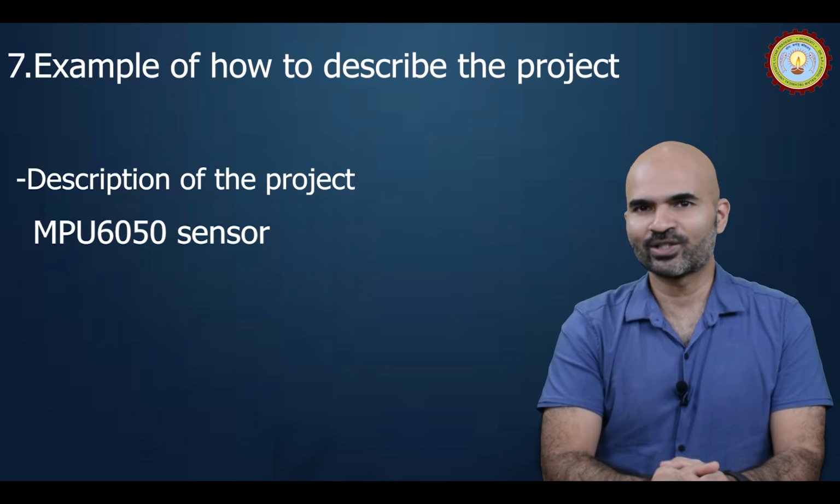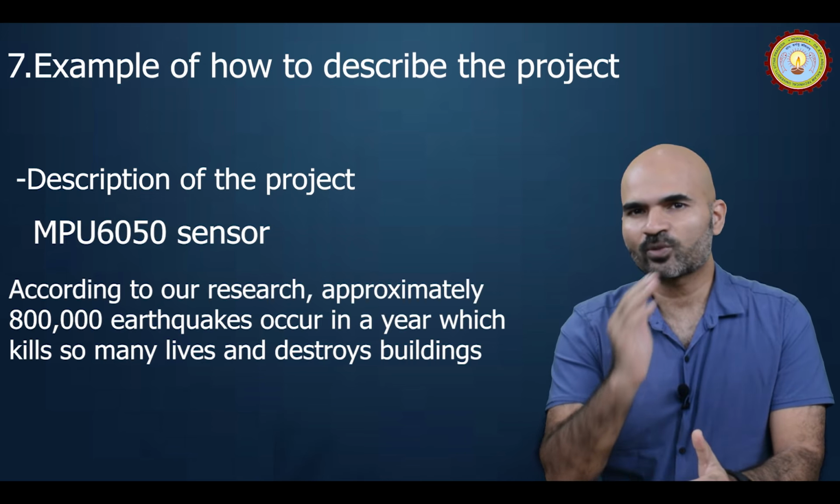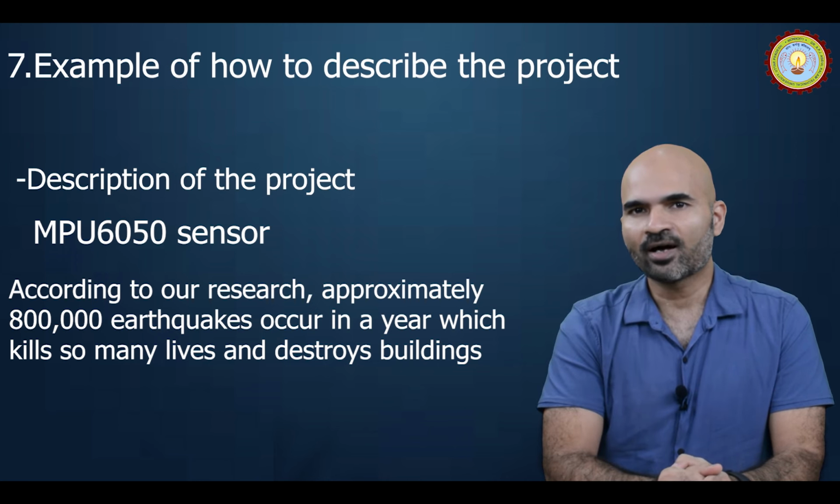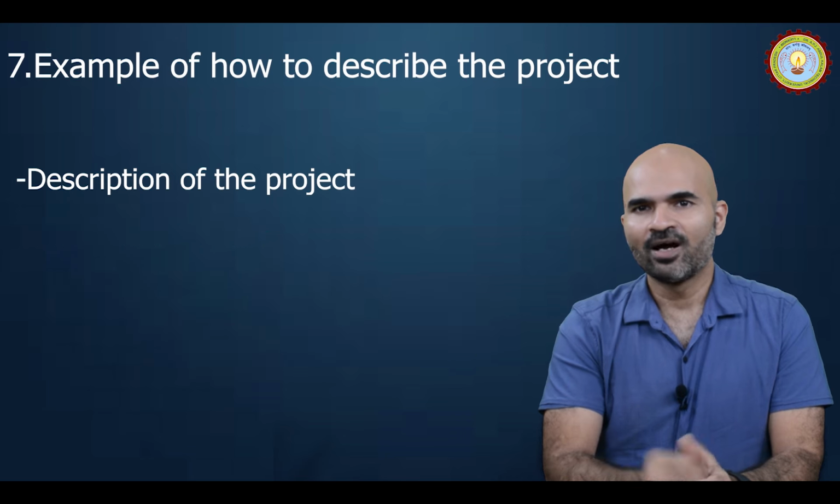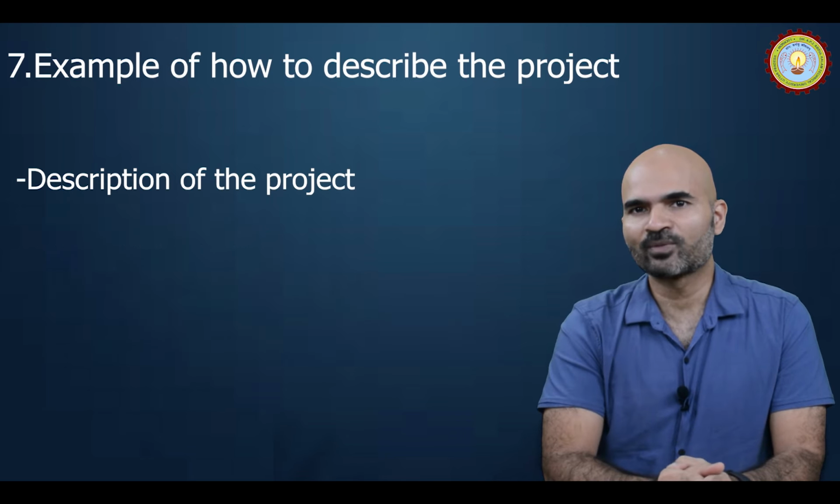The MPU 6050 sensor is a device that detects earthquake shocks. According to our research, approximately 800,000 earthquakes occur in a year, which kills so many lives and destroys buildings. Our project is a small effort to overcome the loss which occurs due to the earthquake. This detector can detect minor shocks and gives an alarm to help people evacuate to a safer place.